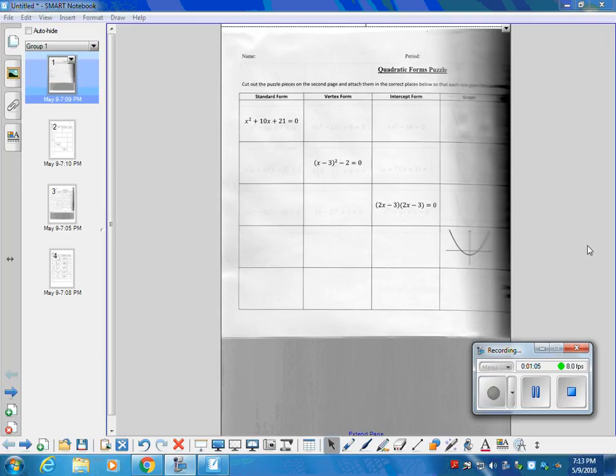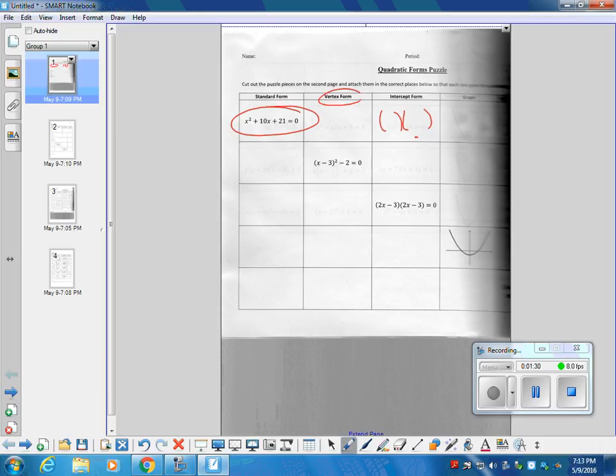So let's go through the first one. Looking at standard form, the first thing you want to do is try to factor it, because that's the easiest thing to do. So you're going to look for the factored form on one of those little orange puzzle pieces, and that will go there.